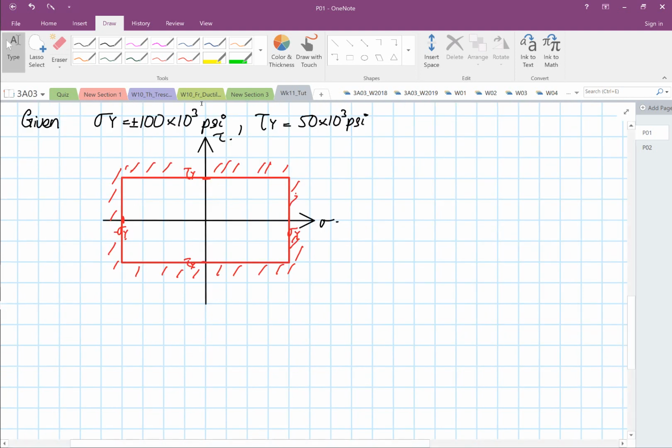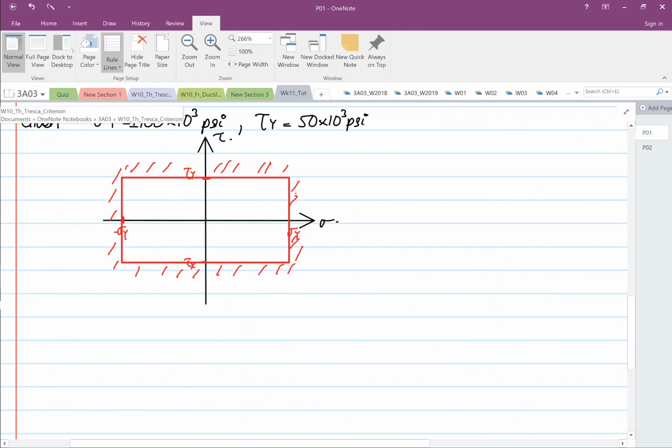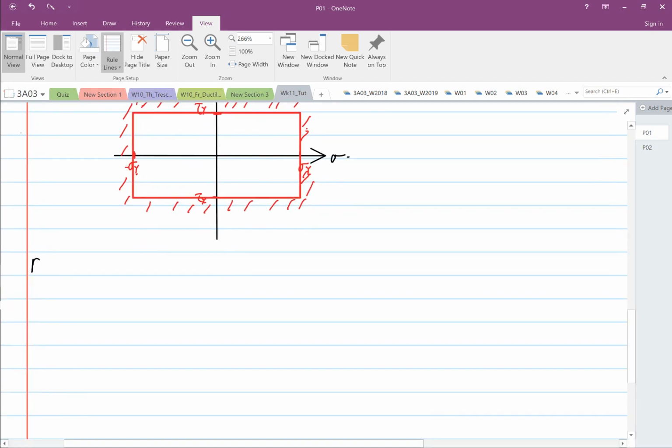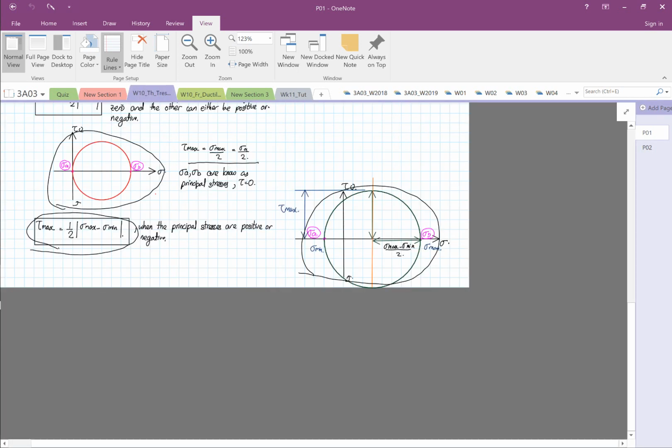We also realize that it specifies that we have to design the shaft based on the maximum shearing stress criteria. Okay, so if we reflect back on Tresca, this is based on Tresca, right?